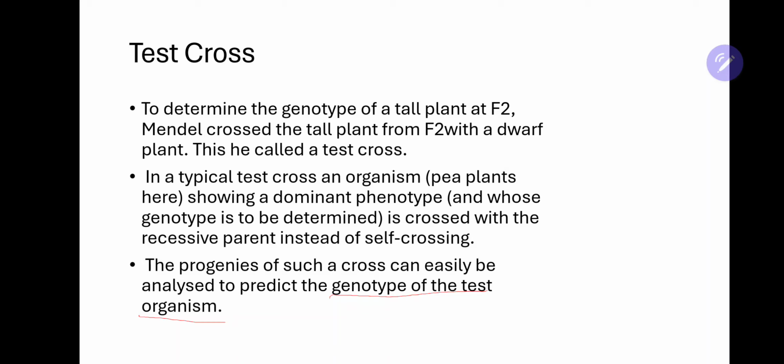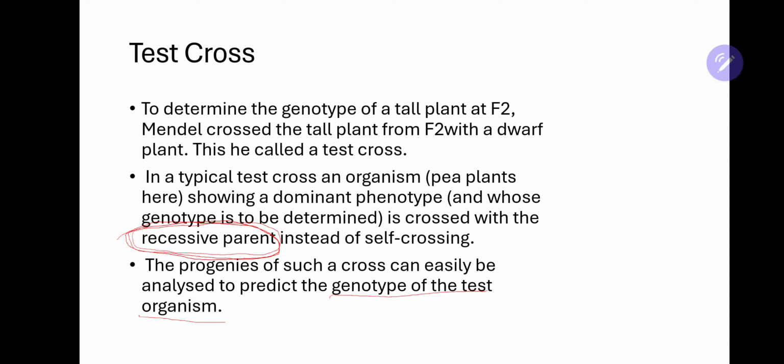We may be knowing about the phenotype, whether a plant is tall or a dwarf can be seen from the physical appearance. So, how will we know about their genetic makeup? For that, the test cross is done. For that purpose, we are doing hybridization experiments with the recessive parent. The main point is the recessive parent. We are crossing the F2 generation with the recessive parent.